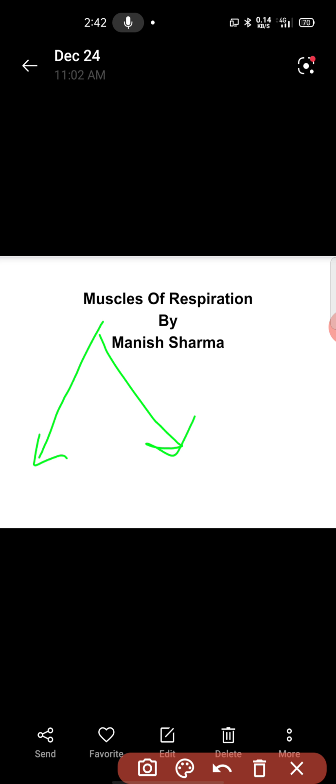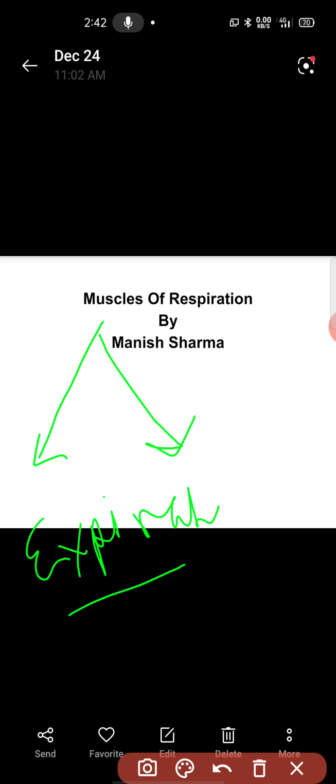One is muscles that are responsible for expiration. These are known as expiratory muscles, and the muscles responsible for inspiration are called inspiratory muscles. These muscles help to move the air into the lungs and out from the lungs.